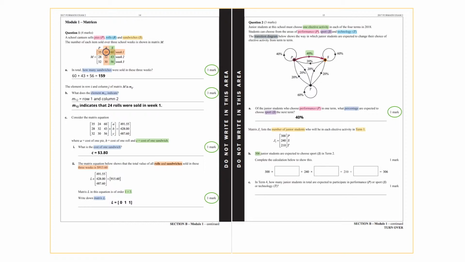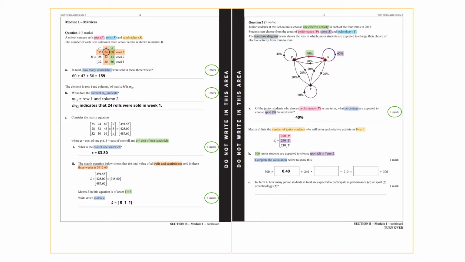Part B. 306 junior students are expected to choose sport in term 2. Complete the calculation below to show this. First, there are 300 students in term 1 in performance. We know that 40% of these are going to choose sport in term 2. So we multiply 300 by 0.40. 240 students choose sport in term 1.